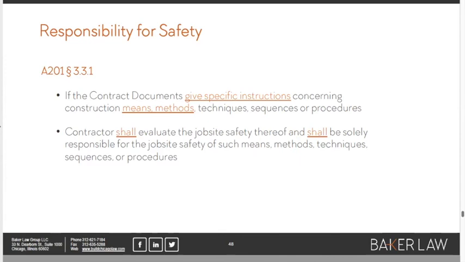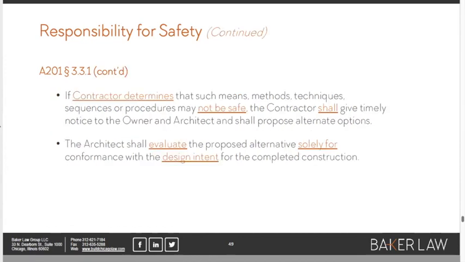But if they were to do something like that, the bullet point here says the contractor's got to see whether they think they can do it safely. And if the contractor determines that they can't do it safely, they've got to let the owner and the architect know and propose an alternative.